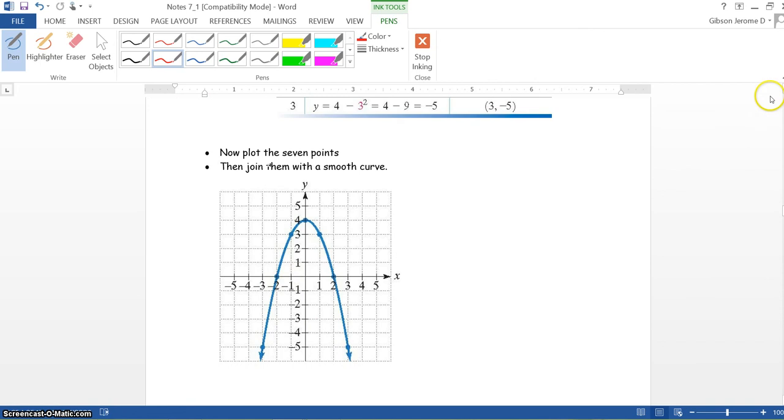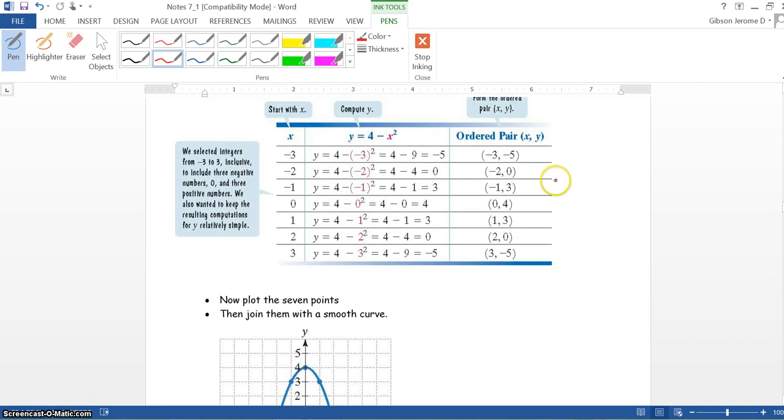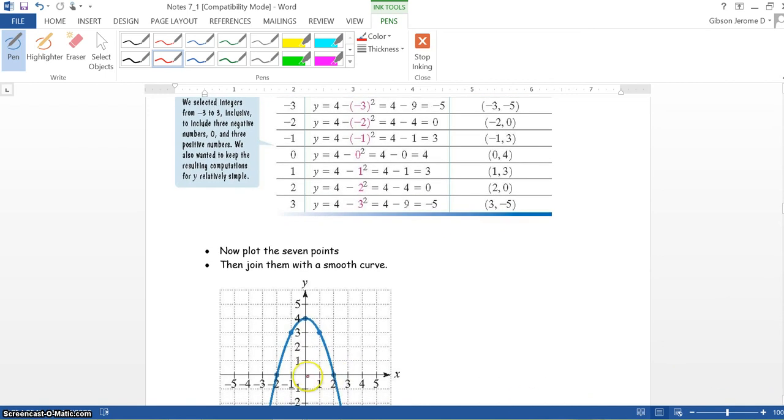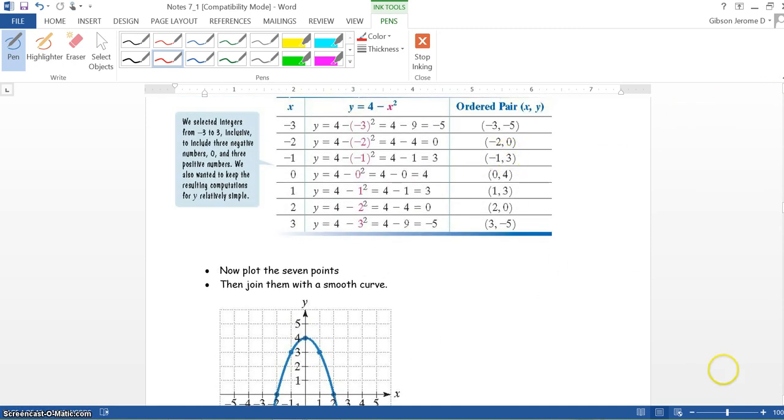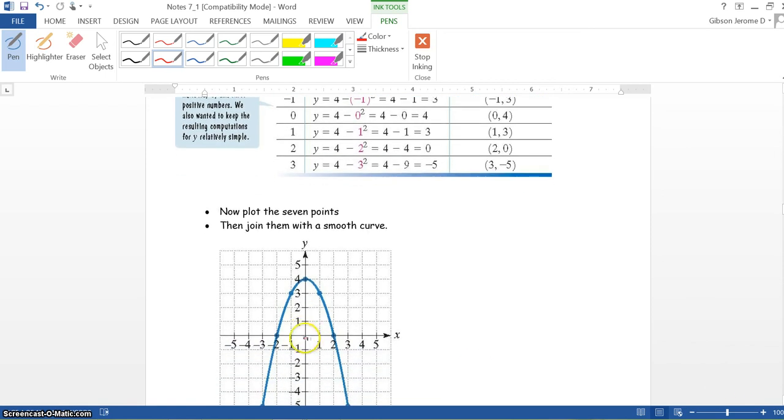Now what happened was this here. We took those ordered pairs and we plotted them on this coordinate plane. We had -3, -5, which we know would be down here. Next we had -2, 0. Again, we start at the origin, go over to the left 2. Then we had -1, 3. Start at the origin, go over 1, and then go up 3. Next we had 0, 4. Start at the origin, we will go up 4.